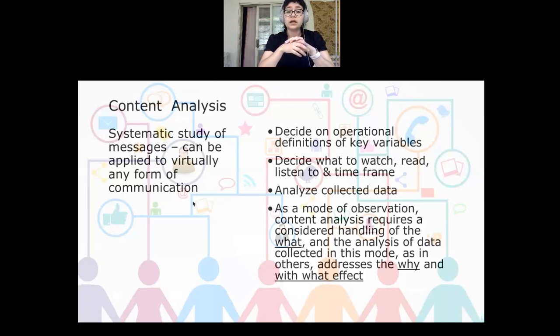So you really need to think about how this reflects on your larger question and analyze your collected data. And there's a wide spectrum of ways in which you can do content analysis, like I said, from the more historical to the more modern.